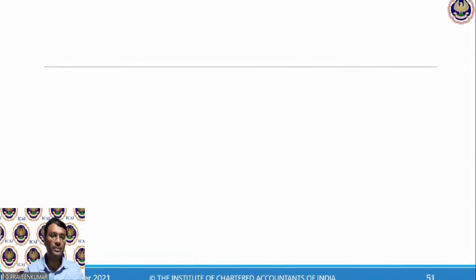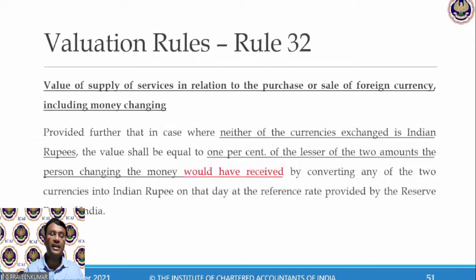Too high, sir. What will we do? Then, if none of those currencies have an INR rate, and the currency can be converted to a nearest currency, for example the Singapore dollar. Assume a customer has come to an authorized dealer, given Singapore dollars and taken US dollars. You convert either the Singapore dollar or the US dollar into INR, and 1% of that amount, whichever is less, would be considered your value. Now, this is your third option.